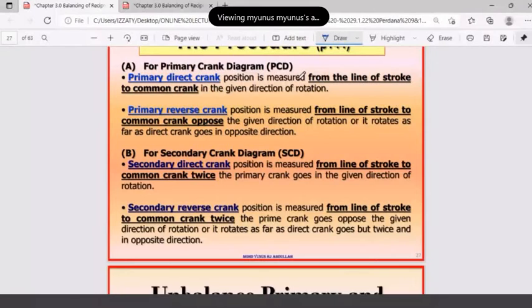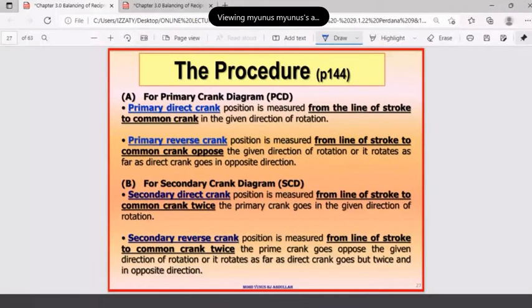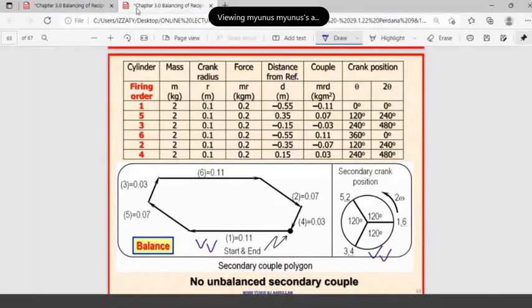This is the procedure of measurement. I did underline all the keywords here. The keywords are from the line of stroke to common crank. Look at all the keywords, it's the same keywords. So look at here. Remember that one just now? If I can write something here, remember just now?